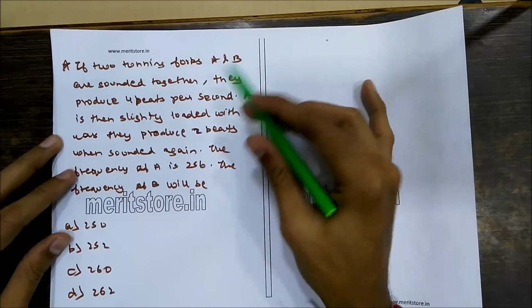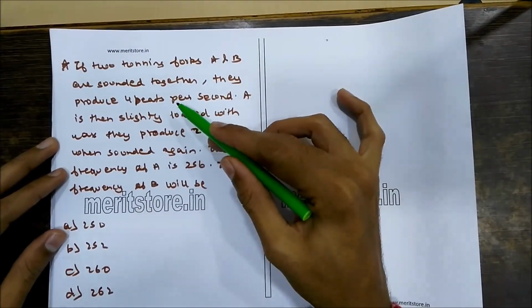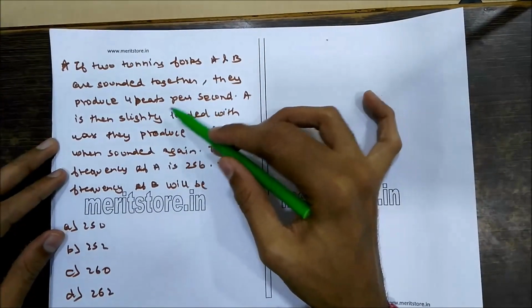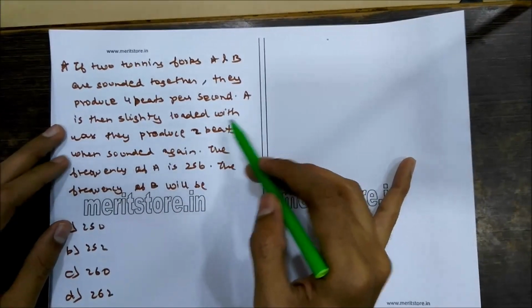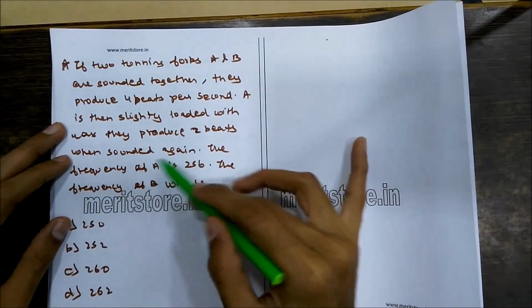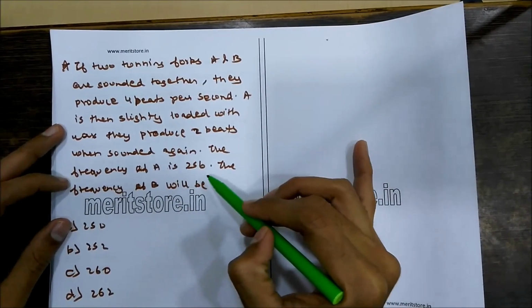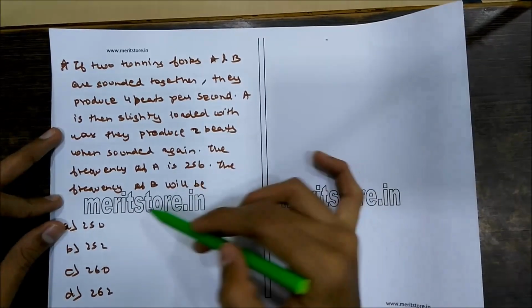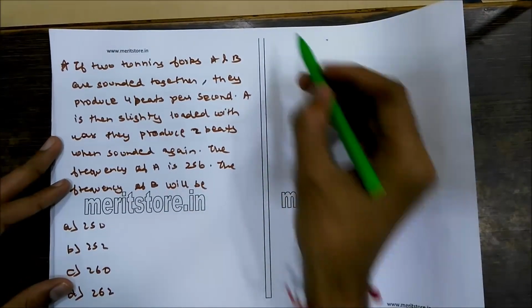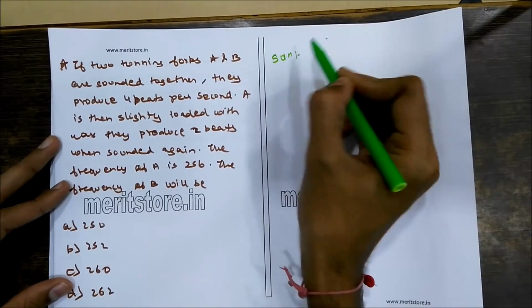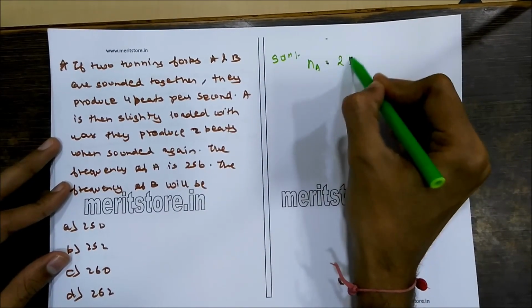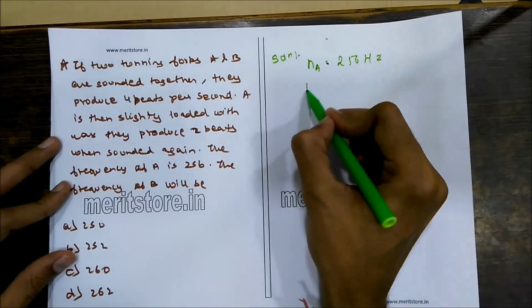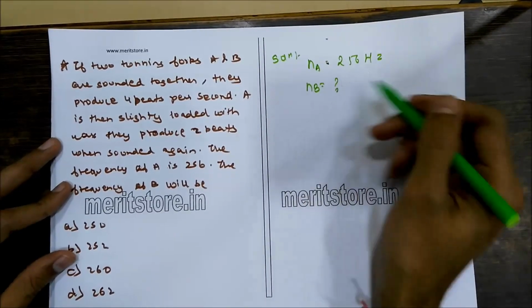Two tuning forks A and B are sounded together. They produce 4 beats per second. Then A is slightly loaded with wax. They produce 2 beats when sounded again. The frequency of A is 256. The frequency of B will be 250, 252, 260 or 262. So solution: we have nA, the frequency of A, which is known, equal to 256 Hz, and we have to find the frequency of the unknown fork, nB.